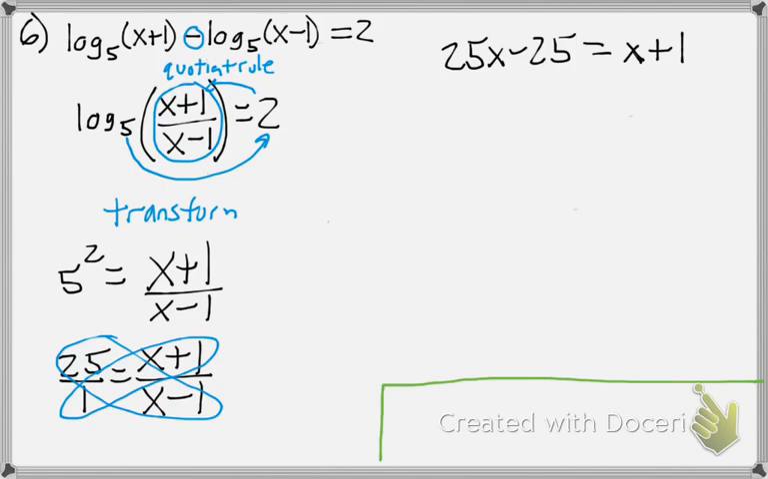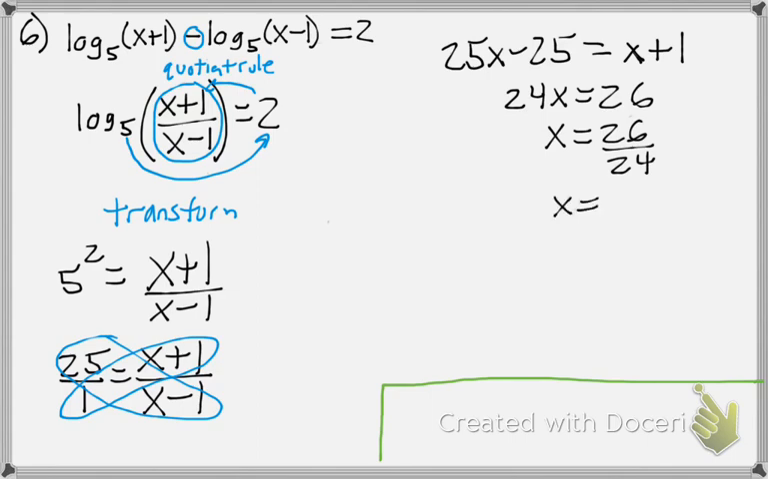plus 1. I'm having a little bit of problems with my stylus. There we go. So then I'm trying to solve for x here. If I subtract x from both sides and then also add 25 to both sides, then I'll get 24x is equal to 26, and then divide both sides by 24, and x is equal to 26 over 24, which can be reduced, and it'll be 13 over 12. And that'll be our answer.